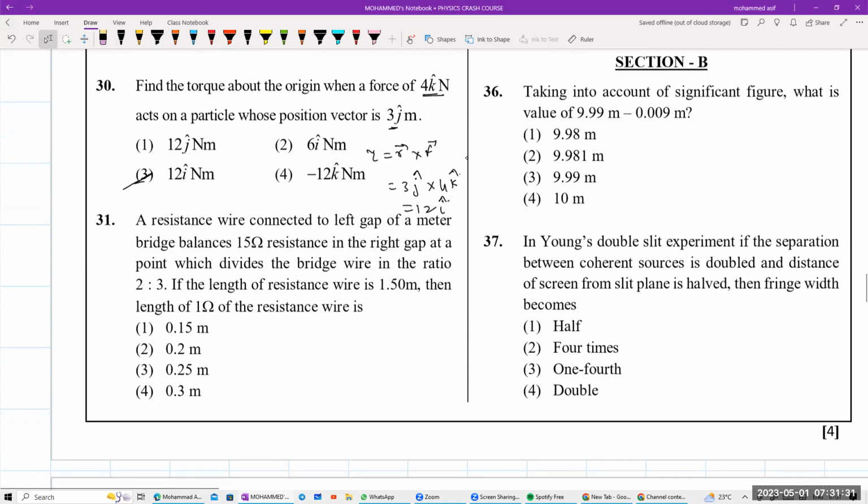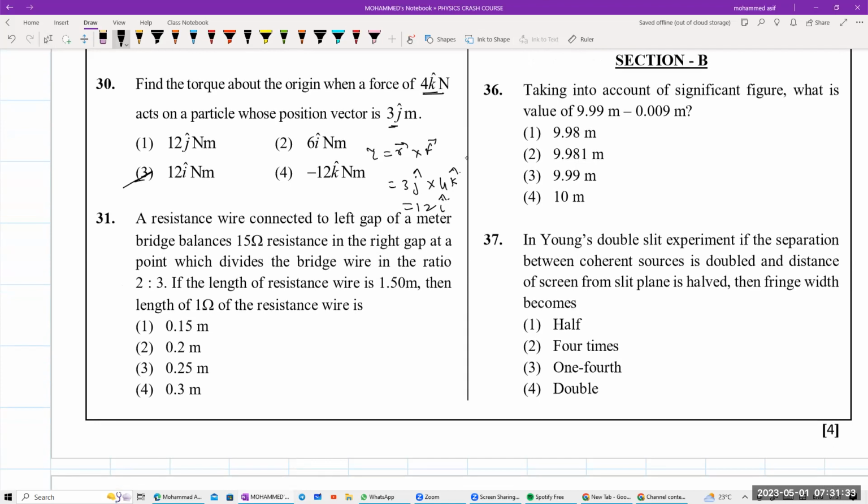Question number 31. The resistance wire connected in the left gap of the meter bridge balances 15 ohm resistance in the right gap of the point, which divides the bridge into the ratio of 2:3. If the length of the resistance wire is 1.50 meter, then the length of 1 ohm resistance wire will be equal to how much? ये ऐसा कुछ है. यहाँ पर एक रेजिस्टेंस होगा, यहाँ पर एक रेजिस्टेंस होगा और नीचे पोटेंशियोमीटर वायर होगा ऐसा कुछ, और इन दोनों के बीच में गैल्वेनोमीटर और यहाँ पर हो गया जॉकी. इसका लेंथ है L1, इसका लेंथ है L2, this one is P and this one is equals to Q.